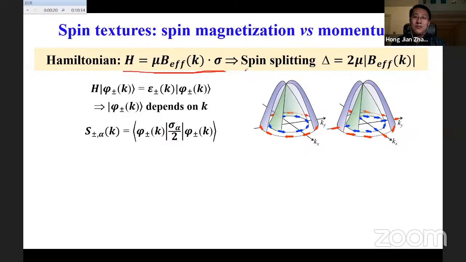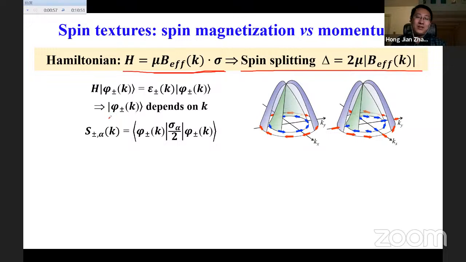And then, it is a 2x2 matrix, and we can diagonalize this Hamiltonian, yielding two energy levels. One is a higher energy and another has a lower energy. If we take the difference between the higher and the lower energy level, we will arrive at a spin splitting with a magnitude defined by this one. And the spin splitting magnitude is proportional to the absolute value of the effective magnetic field inside the material.